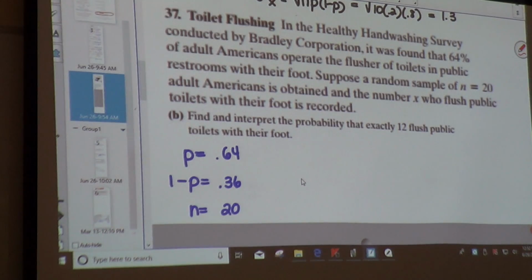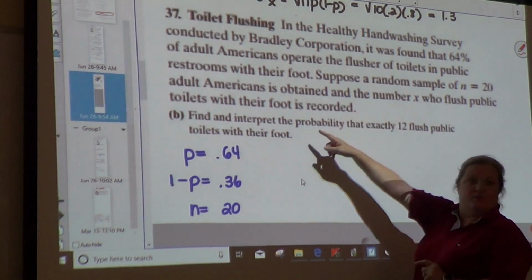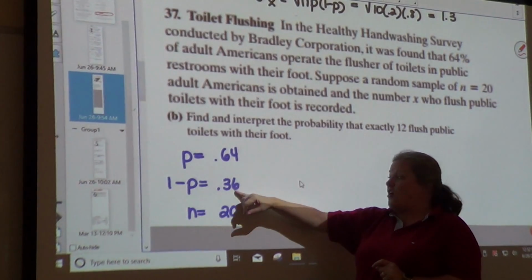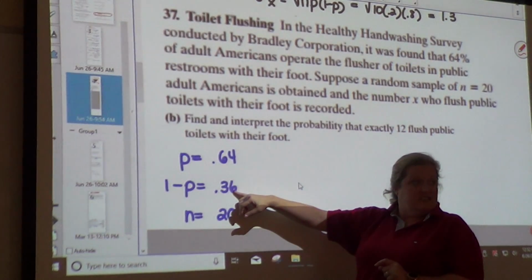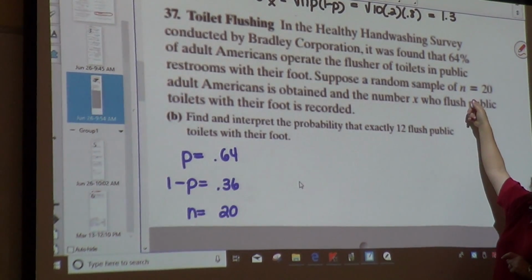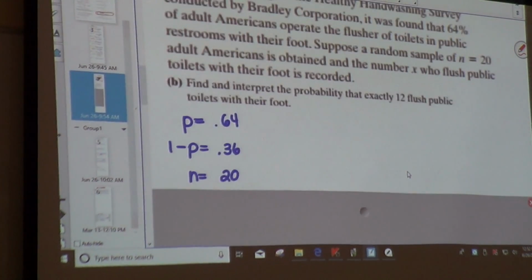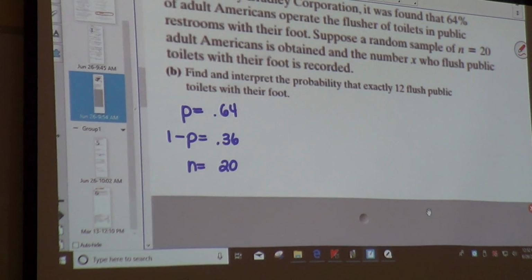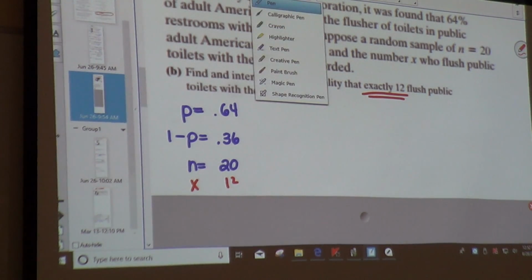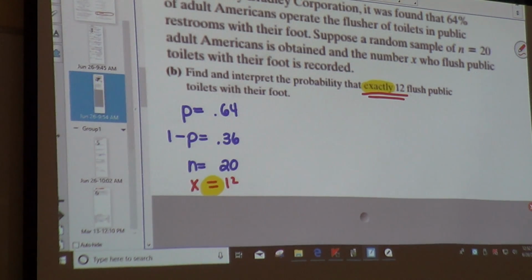So our probability, our P, is going to be our percent, 64%. If this is the successes, our failures are going to be 36. And N is our sample size. The only thing we're missing is our X. To get our X, we look right here: X equals 12. Exactly means it's going to equal.